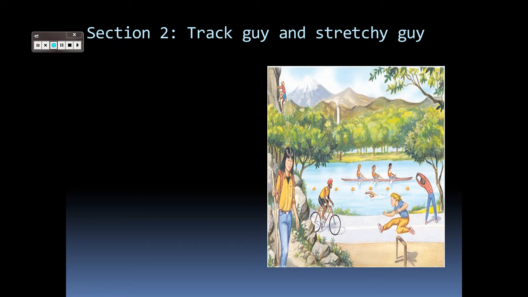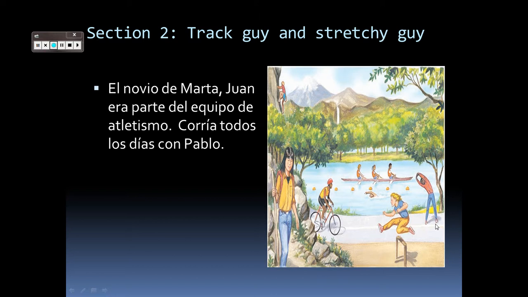Now, section 2. I'm going to take the track guy and the stretchy guy right here. So I'd say, el novio de Marta, Juan, era parte del equipo de atletismo. Corría todos los días con Pablo. So I made this guy Marta's boyfriend, and I said Marta's boyfriend, Juan, was part of the track team. He ran every day with Pablo, who's going to be my guy over here stretching.